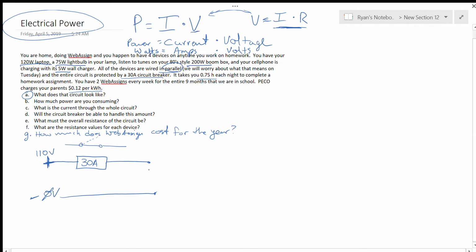And so that's what you do when you plug something in. So here's your first thing. Your laptop gets plugged in. It's 120 watts of power. Now we got another thing that's plugged in. That's your light bulb and your boom box. And finally, your wall charger. All right, so this is what the circuit looks like.